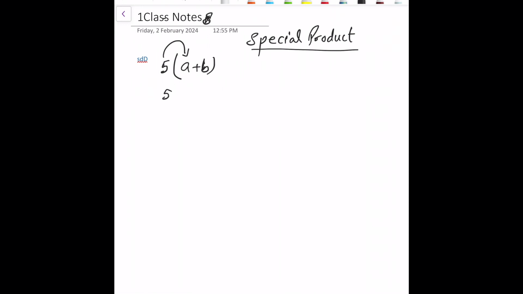So 5 times a is 5a plus, and the plus sign is the same as in the middle, and then we have 5 times b is 5b.